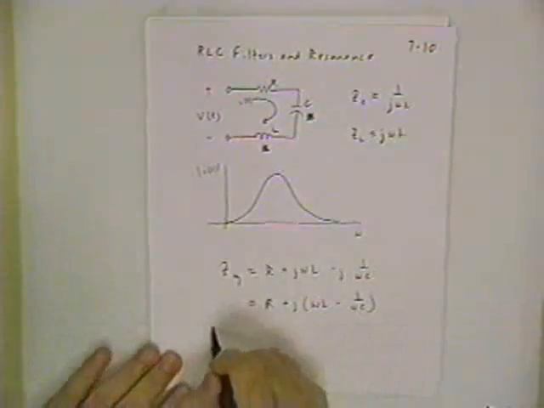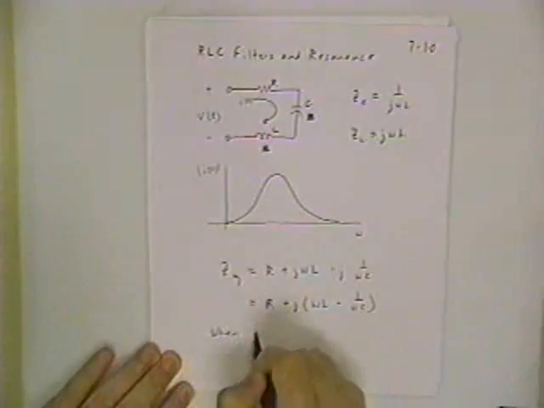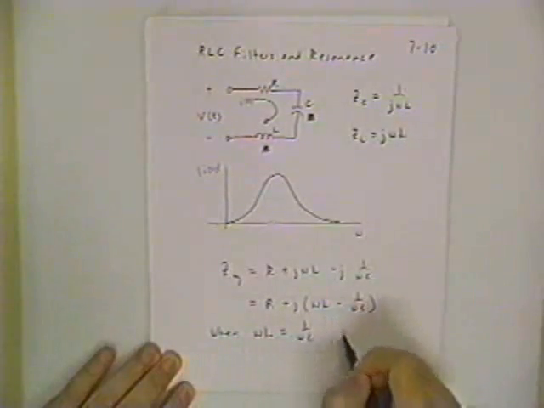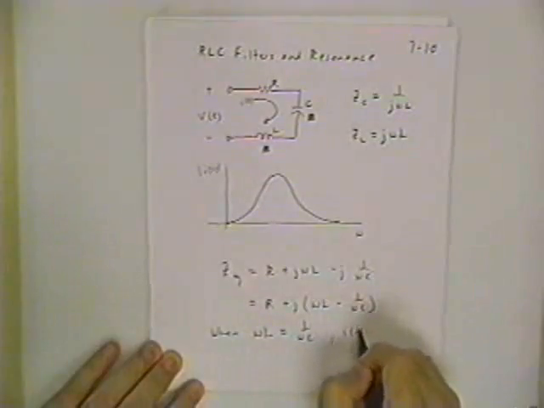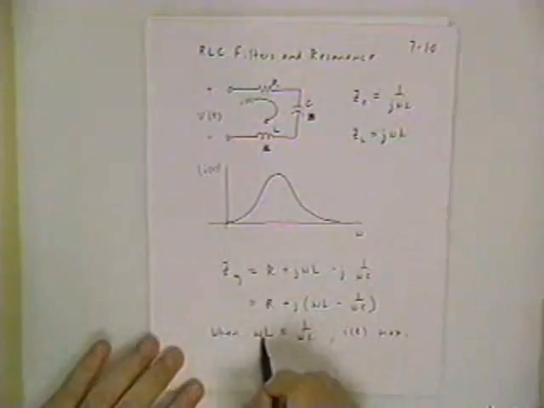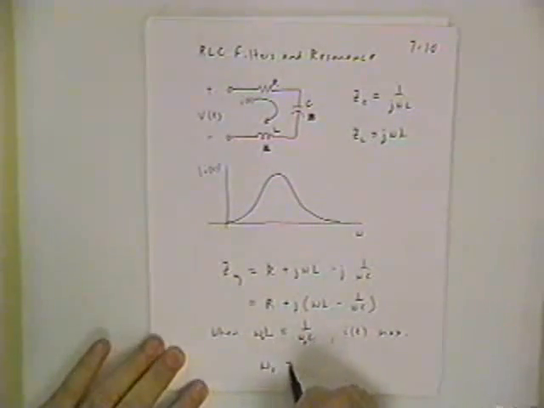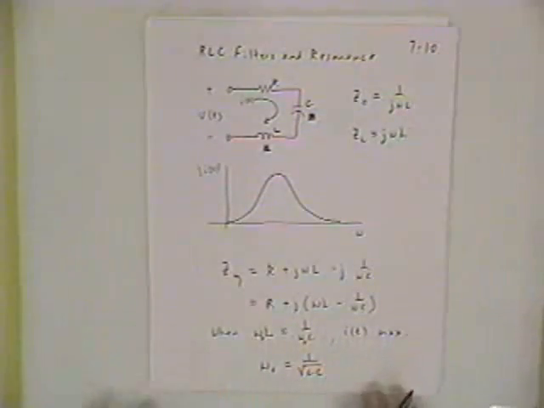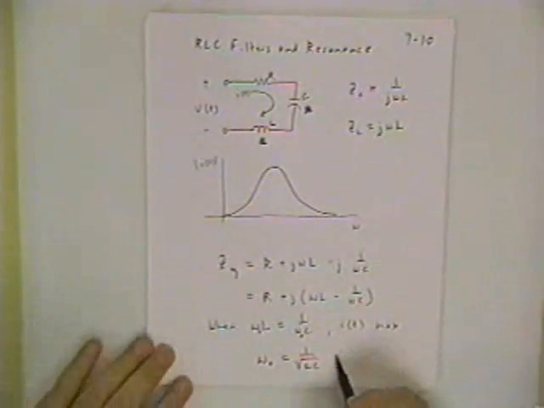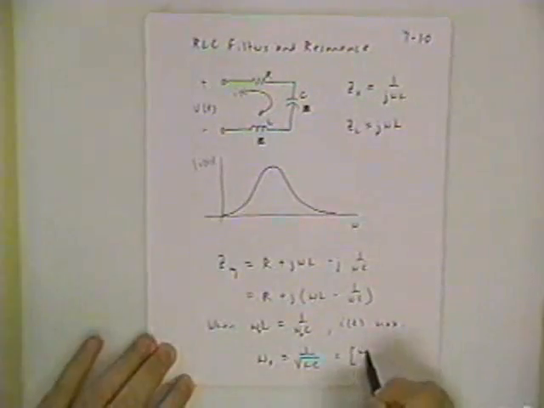And that happens when omega L equals 1 over omega C, I of t is going to be maximized. And that happens at a special frequency called the resonant frequency. Omega naught is 1 over the square root of LC. Might be interesting to look at the units for inductance and capacitance and prove to yourself this has units of radians per second like it's supposed to.